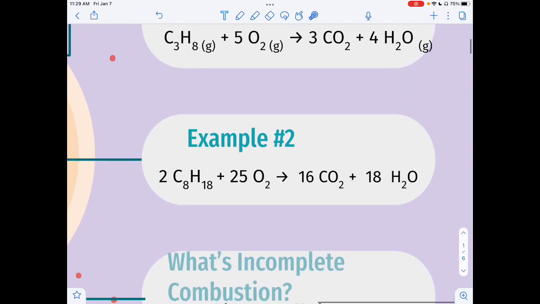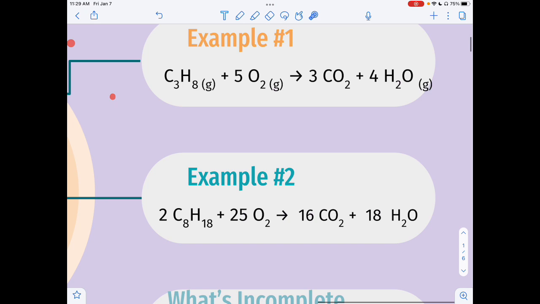The other example is this: C8H18 with oxygen gas makes carbon dioxide and water again. Notice in both of these examples, we're producing the same type of product, carbon dioxide and water. What changes are the coefficients, because you have a different number of carbon and hydrogens combining with that oxygen. So that's what we're going to be taking a look at when we predict the products. We're going to be taking a look at how to write this in a way that we can figure out what the correct coefficients are.